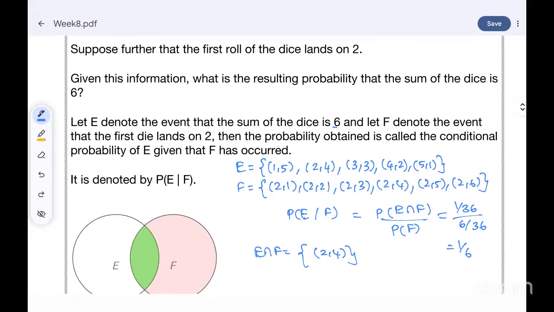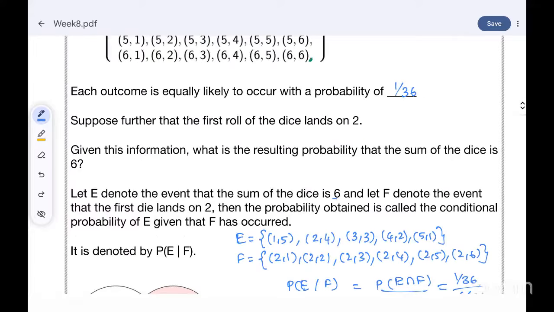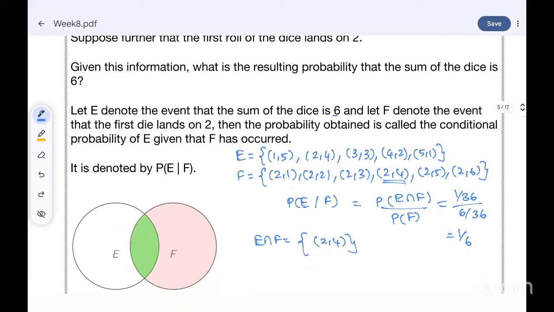Or if you want, just say that F is the sample space and then out of this, which one is having a sum of 6? So only one entry, which is this. So directly 1 out of 6. That way also you can answer. Either way you can see that the answer is 1 by 6.